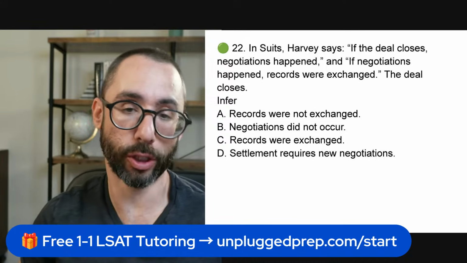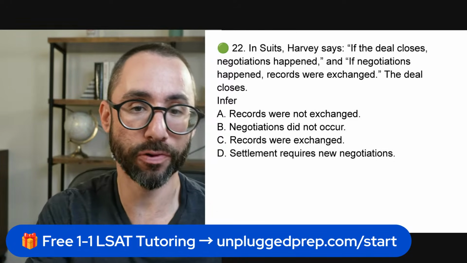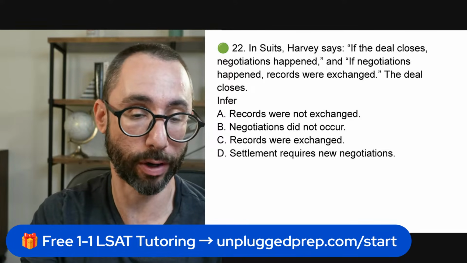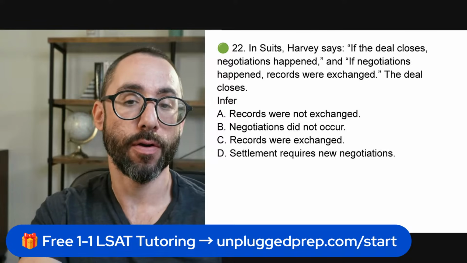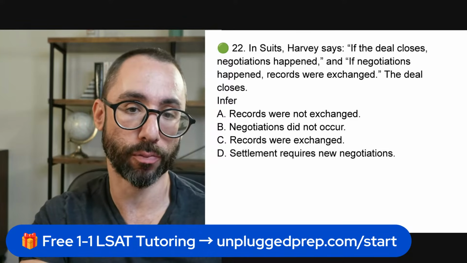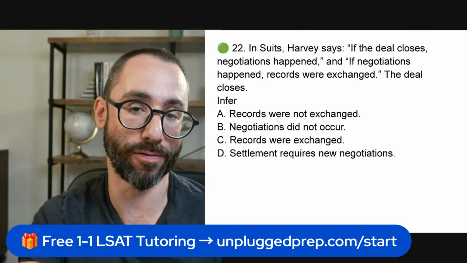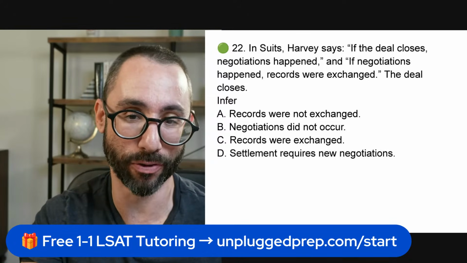So we have two conditionals now, and they chain together. Deal closed, arrow negotiations happen, arrow reviews exchanged, records exchanged. Then we have the activation of the initial sufficient condition. The deal closes, kicking off that chain reaction or domino effect. The deal closed, therefore negotiations, therefore records exchanged.